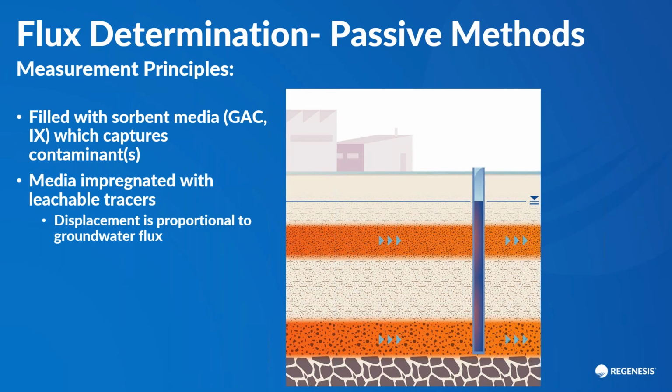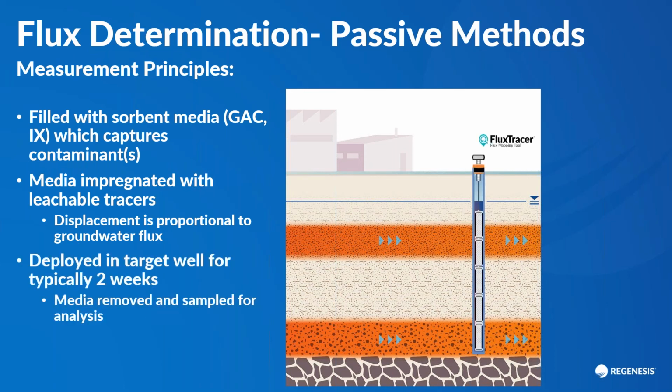And so this media that is filled in these devices is impregnated with a leachable tracer. And this tracer is going to displace at a rate that's proportional to the groundwater that's moving through the zone that this device is put into. And the one difference, or the one device that is in development, I know iFlux is working on a digital groundwater flow meter that doesn't use tracers, but aside from that, most of the devices use this tracer-based method that we're going to talk about here.